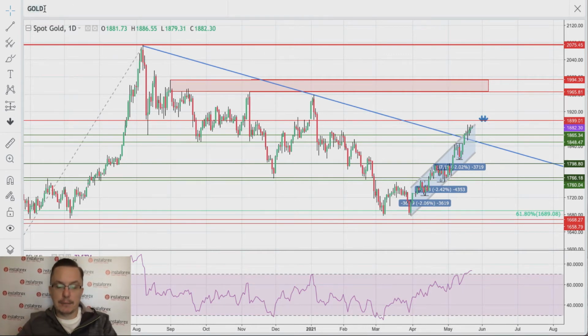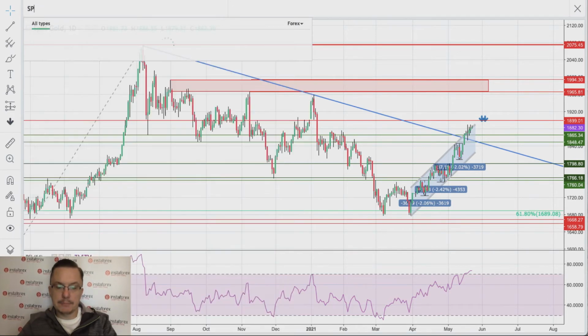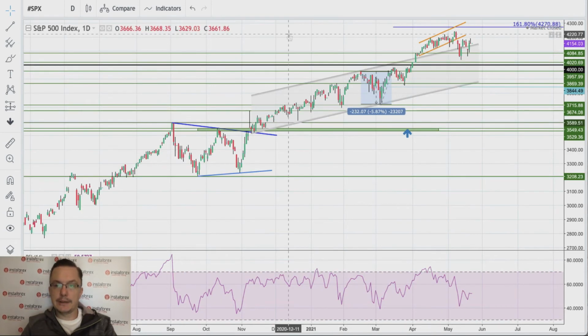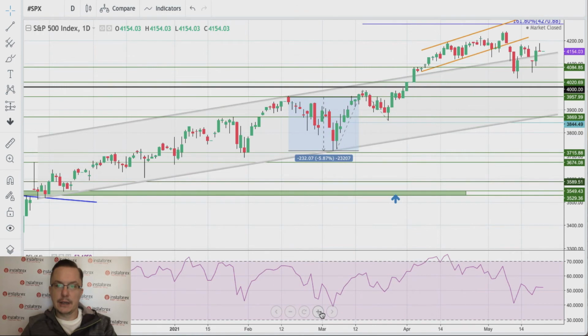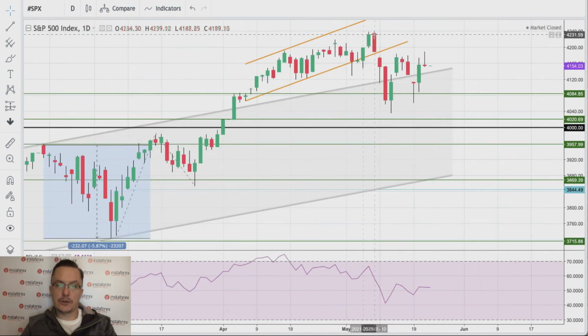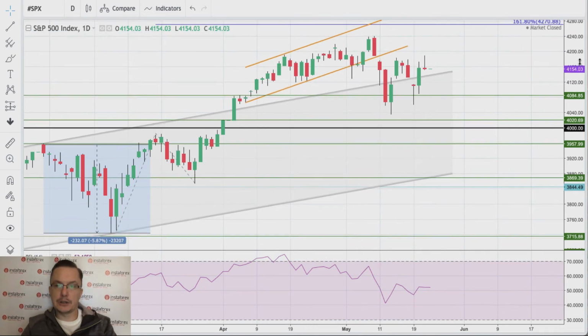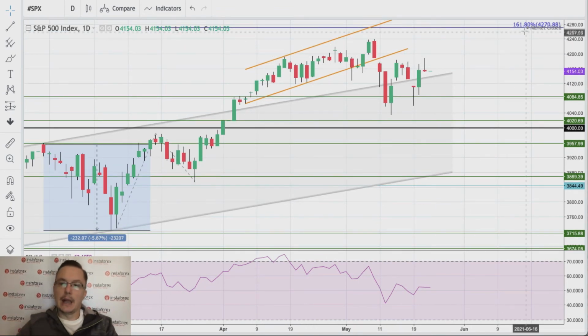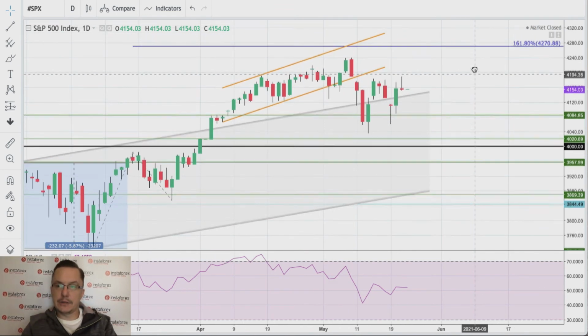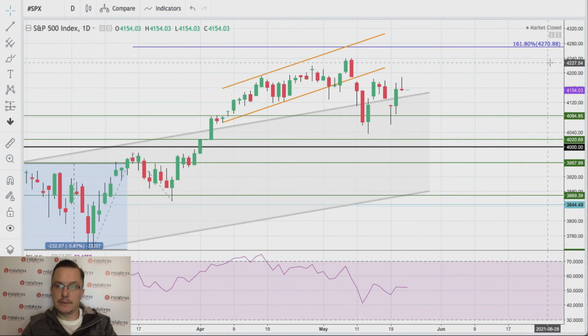So if the gold is going up, what is S&P 500 doing? Is it going down? As we can see, very interesting thing is going on the S&P 500. Yeah, we broke out of this gray channel. We got short-term ascending channel here, acceleration channel towards the target at 161% of the Fibonacci extension of this wave up, 4,270. We never reached this target.